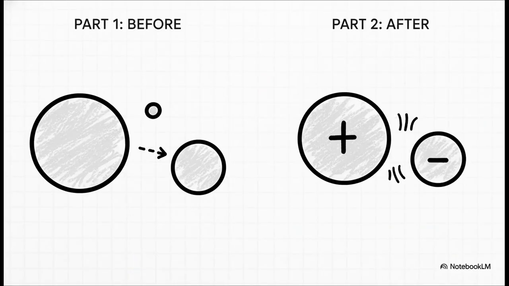So what happens after the heist? Well, now the atoms aren't neutral anymore. The metal atom, because it lost a negative electron, is now positively charged. We call that a cation. The nonmetal, which gained that electron, is now negatively charged, an anion. And what do we all know about opposites? They attract. And that powerful magnetic-like pull, that is the ionic bond.